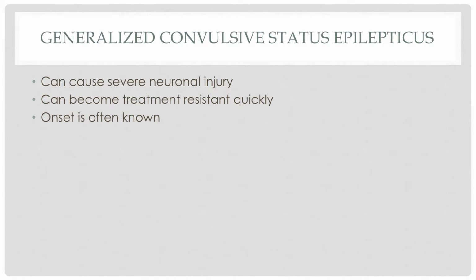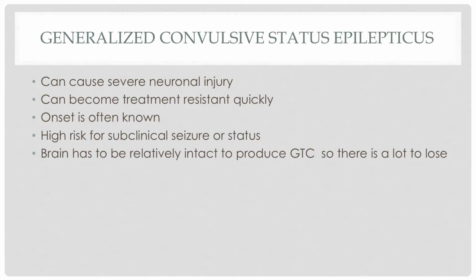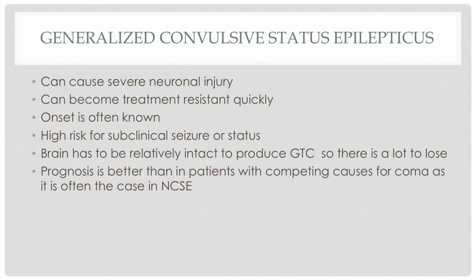The onset is obvious to anybody who is present. It carries a high risk of subclinical seizure. Typically, if you go in convulsive status, that means that you have a lot of neurons. You have a good brain, and you have a lot to lose. So we have to be very aggressive in terms of management to make sure that we minimize irreversible damage.